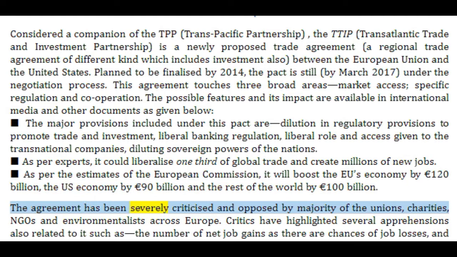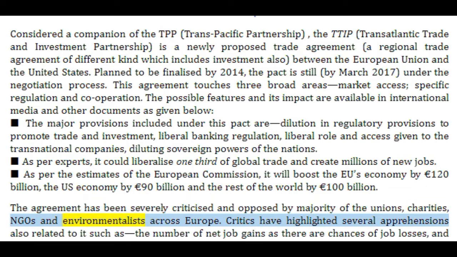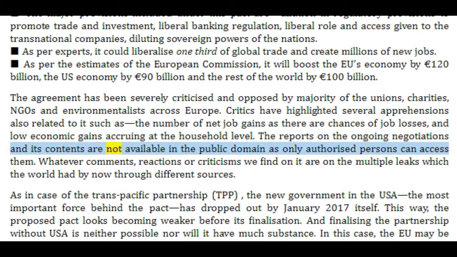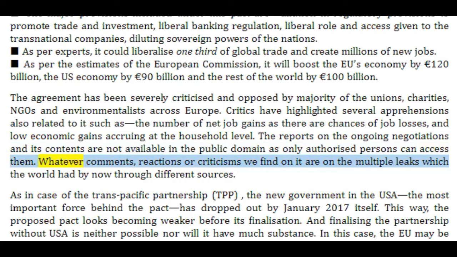The agreement has been severely criticized and opposed by the majority of the unions, charities, NGOs and environmentalists across Europe. Critics have highlighted several apprehensions also related to it, such as the number of net job gains, as there are chances of job losses, and low economic gains accruing at the household level. The reports on the ongoing negotiations and its contents are not available in the public domain, as only authorized persons can access them. Whatever comments, reactions or criticisms we find on it are on the multiple leaks which the world has had by now through different sources.